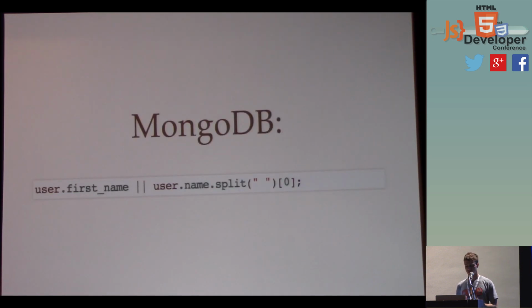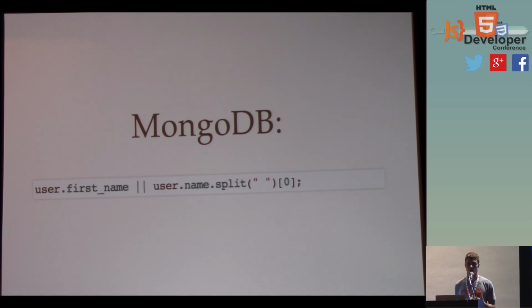If we're using Mongo, well, this is pretty easy. We just use their first name, and if it's blank or nil, we use the name split by space and the first half of it. So, I mean, that works, but the problem is every single time I want to use the first name property on a user, I have to remember that it didn't always exist and that it might be nil. And so this is going to be scattered throughout my application unless I do something clever.